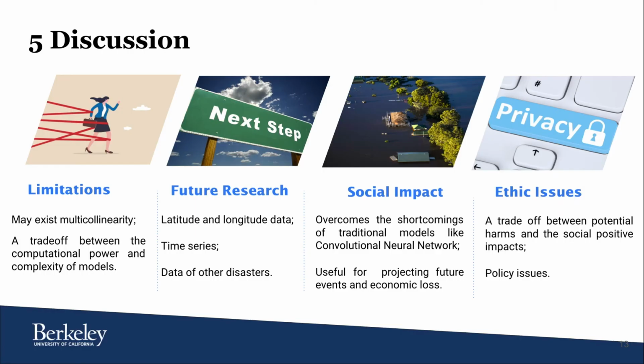Although our model has a very high F1 score and accuracy level, there are still some limitations. First is the possibility of multicollinearity. We use different features, but sometimes for different features, we will process them using the same color scale. So the duplication of information may lead to multicollinearity.